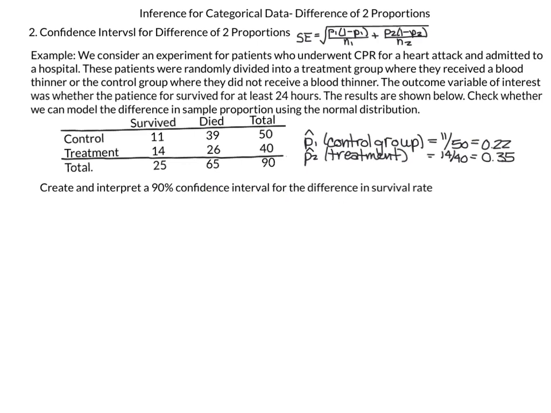So first we need to calculate the difference in survival rate, which is P2 minus P1. You could do it the other way around, but I kind of like to work with positive numbers. So I did P2 minus P1, which is 35% minus 22%, which is equal to 13%, or 0.13.